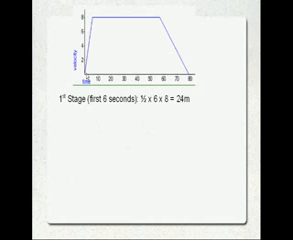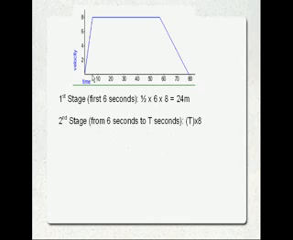Okay, let's consider the first stage. The first stage is the first 6 seconds. That's quite straightforward. The base of the triangle is 6, the height of it is 8, half base times height, 3 times 8, 24 meters. So stage 1, 24 meters. Okay, stage 2. Well, that's from time equals 6, and she maintains this for t seconds. It would be from 6 all the way up to t plus 6. And the height of it is 8. So the length of it is t, times 8, the maximum speed, so t times 8 is 8t.